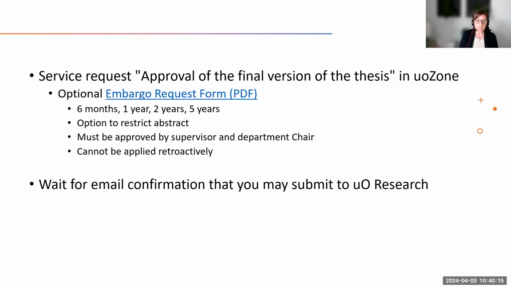It's important for you to wait to receive an email that you can submit your thesis to UO Research. This can be confusing because your supervisor may have approved the request, but your academic unit also needs to approve the service request. So there are really 2 steps to that final approval stage. Once your academic unit has approved the request, then you can proceed with the submission.